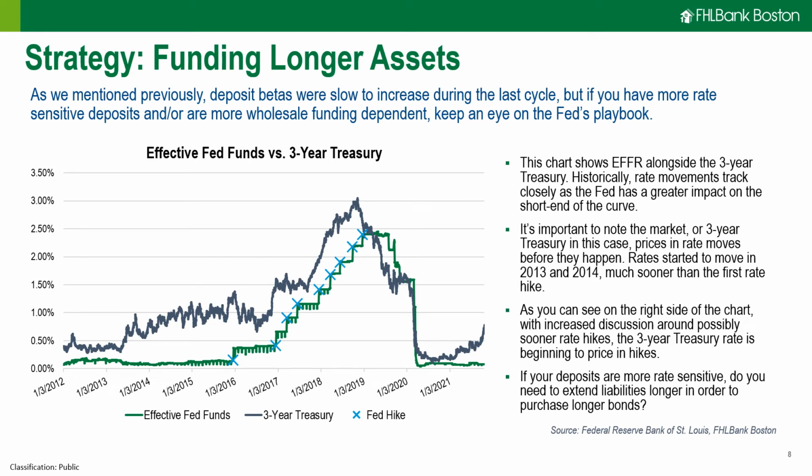Also, something to keep in mind here as you look at funding longer assets. I did mention earlier that the Fed has greater control over the short end of the curve, and so this chart here is plotting the effective Fed funds along with the 3-year Treasury. If you look back, you see that the 3-year Treasury was pricing in Fed hikes before they happened, and that's important to keep in mind because we talked about deposit betas, right? If your deposits are more rate sensitive, or if you're wholesale dependent, it's important to keep an eye on the Fed playbook here, because as you look at the right side of this chart, you see the 3-year Treasury has creeped up over the last several months, and so the market is essentially looking ahead to those Fed hikes.